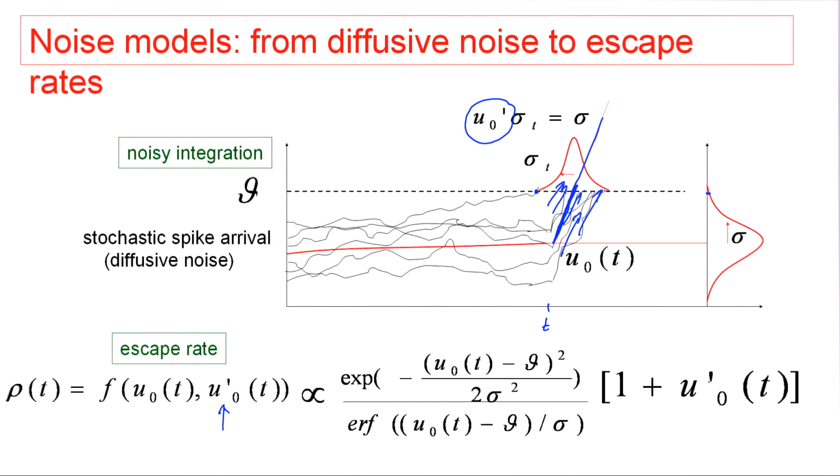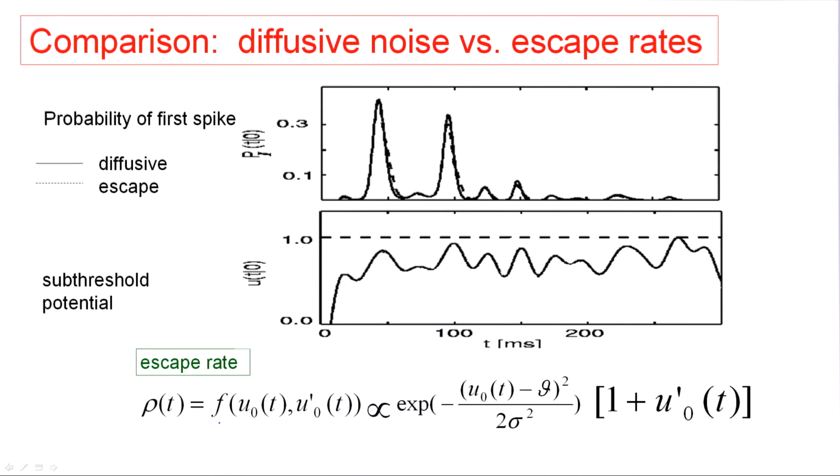Suppose we simulate a diffusive noise integrate-and-fire model, and we also simulate an integrate-and-fire model with escape noise with this specific escape rate, which depends on the reference trajectory as well as its derivative. And this is what we would find. We give some arbitrary time-dependent input current into the model. First, we simulate it with diffusive noise. The deterministic part of the input gives rise to this deterministic trajectory.